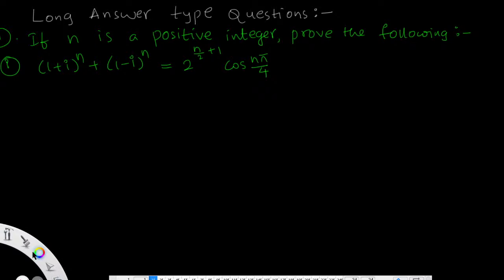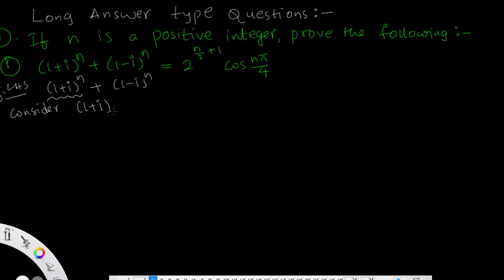For the LHS, the solution is (1 plus i) whole to the power of n plus (1 minus i) whole to the power of n. Now consider the first term, 1 plus i. I am taking 1 plus i first, raised to the power n, and afterwards I will see the other.